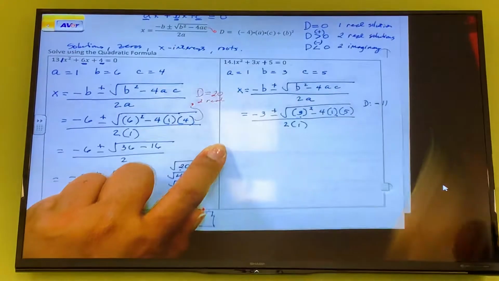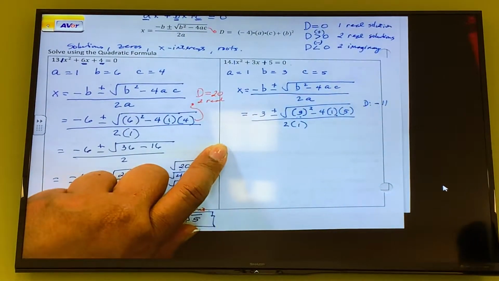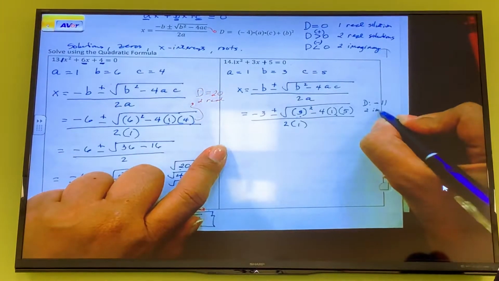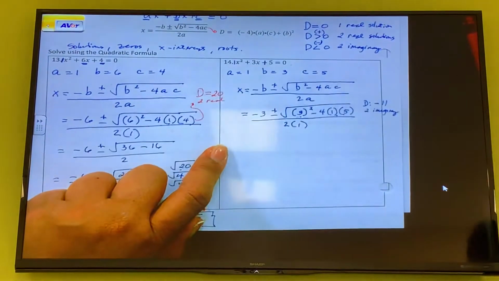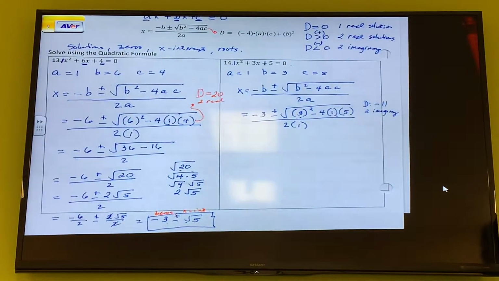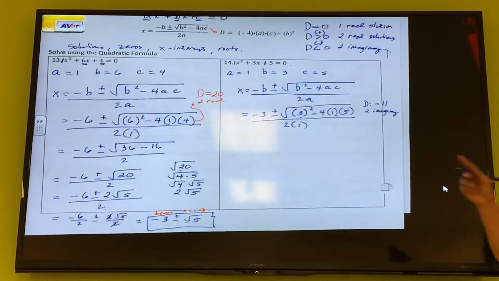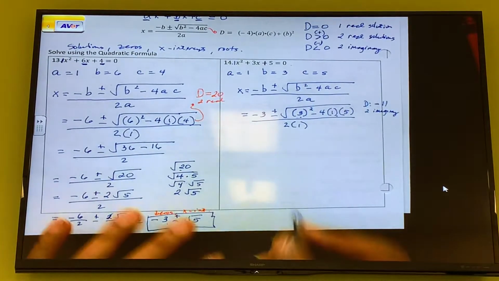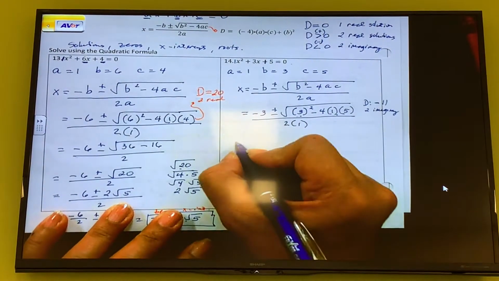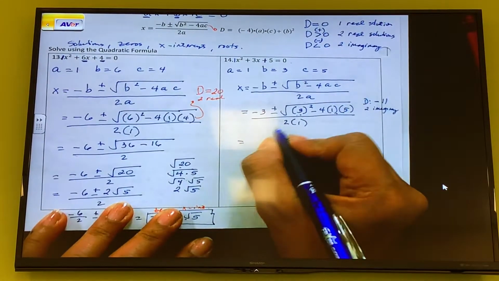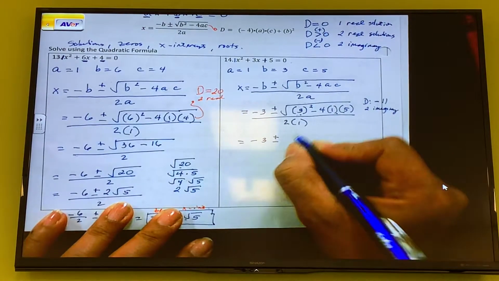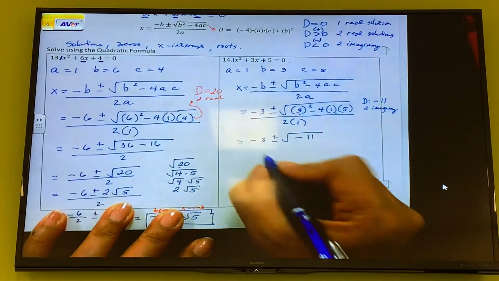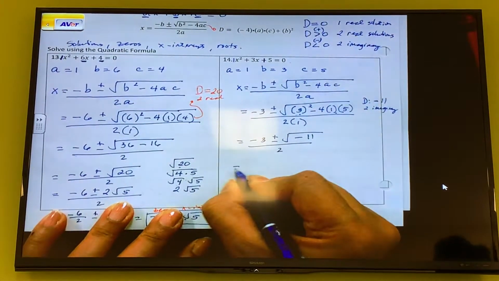Negative 11. And if your discriminant is negative, that means our answers will have an i, because there will be two imaginary solutions. So when you graph it, it's going to be like the floating parabola that we graph. It's not going to touch the x-axis. And then let's solve. Since we have two imaginary solutions, it will have an i in our answer. So this will be the square root of negative 11 divided by 2.